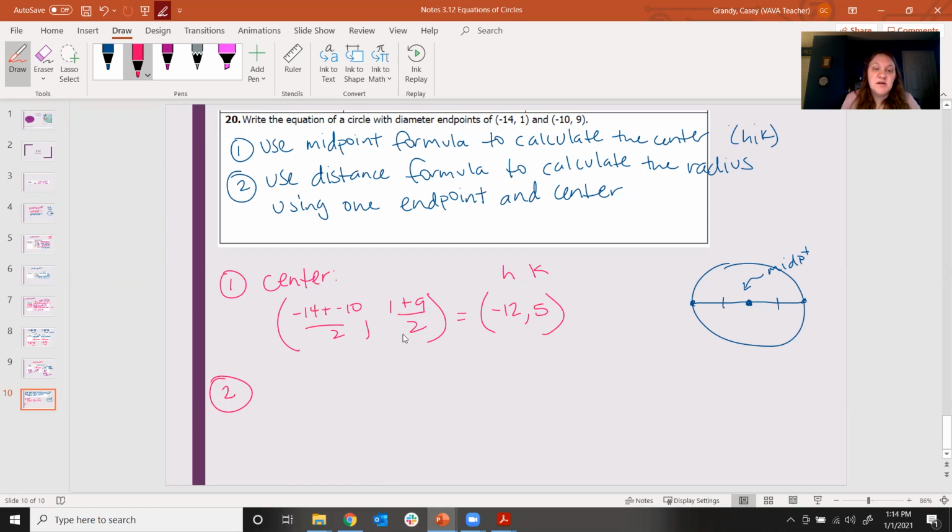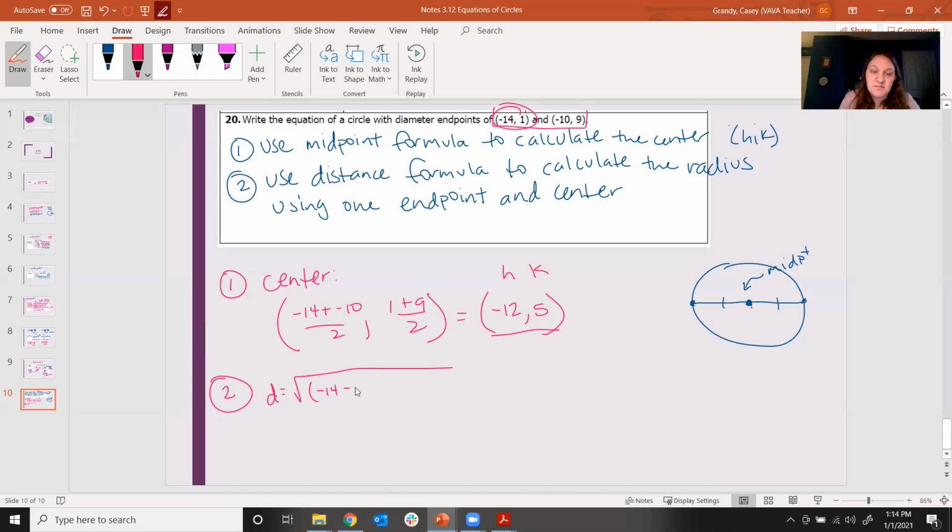Now we have to find the radius. So pick one of the 2 endpoints. It doesn't matter which one. I'm going to pick the first one. I'm going to use that endpoint and the center to find the radius. So the distance will be, okay, again, I'm using 1 point on the diameter and the center. The distance between the circle and the center is the radius.